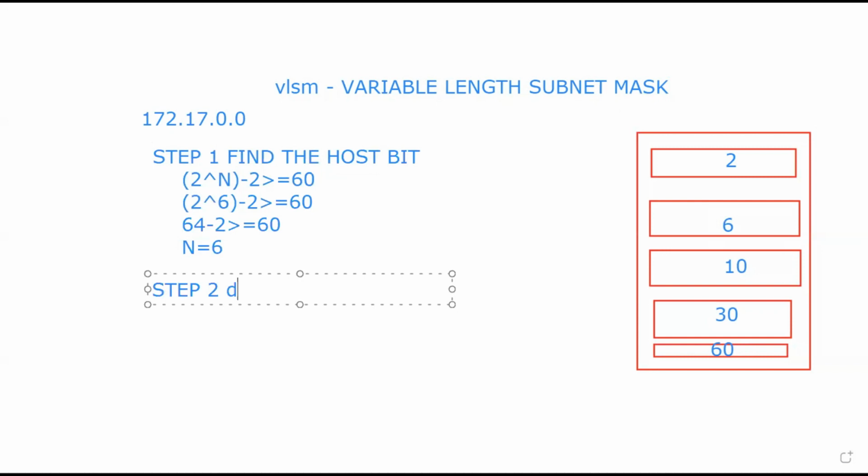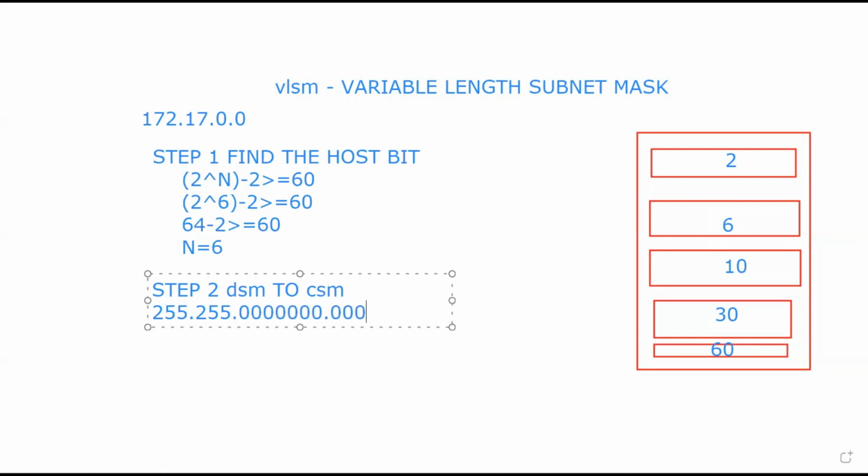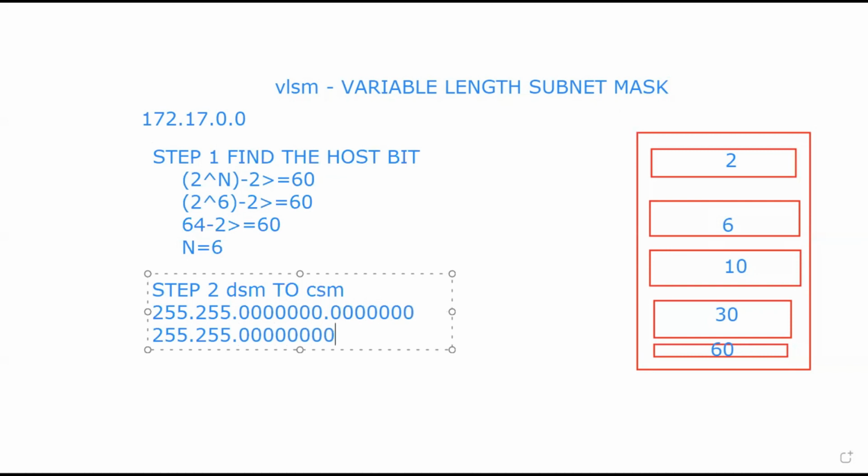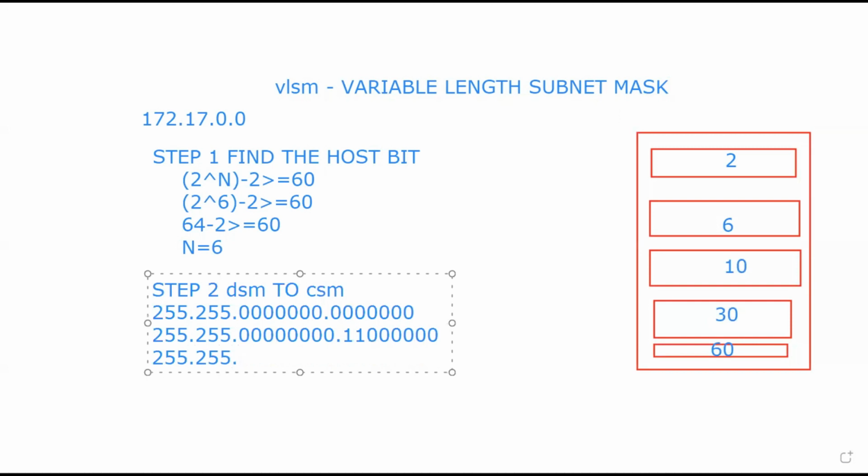Then step 2, DSM to CSM. 255 dot 255 dot 255 dot, and in the last octet we put 6 zeros and the remaining 2 ones, so I can write this as 255.255.255.192.